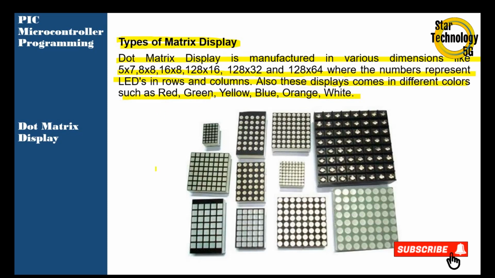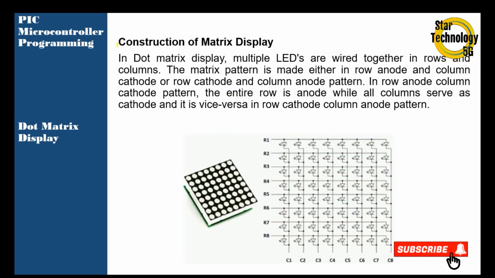As you can see in this figure, dot matrix displays have a number of types, just like 5x7, 8x8, that is also 8x8, and other sizes like 16x8 and 128x16 are available in the market. And these are also available in different colors such as green, yellow, blue, orange and white.